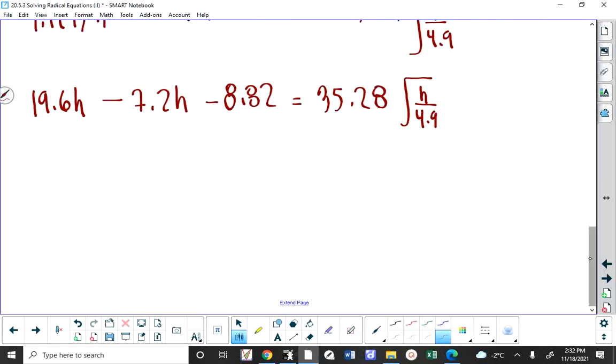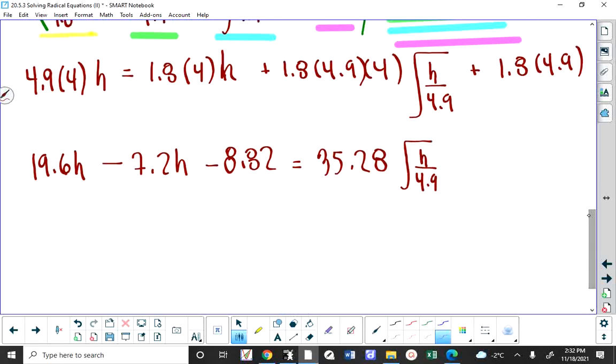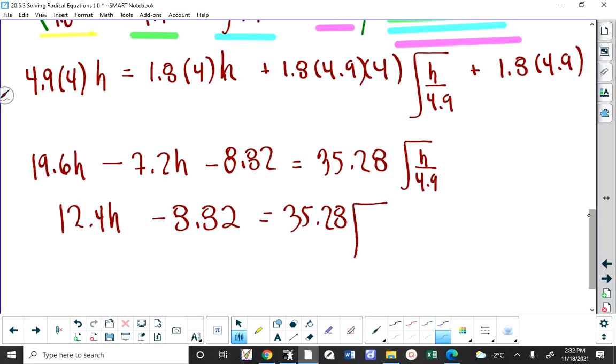And what's about to happen here, everybody, is it's going to get really clean and simple, because we can take 19.6h and subtract 7.2h. 19.6 minus 7.2 is 12.4. So we get 12.4h minus 8.82 equals 35.28 root h over 4.9. Boy, at the end of all this, you deserve a reward. Go out for ice cream or something.